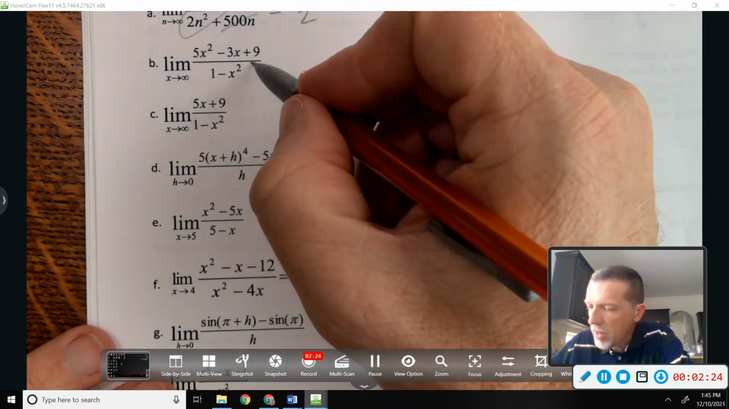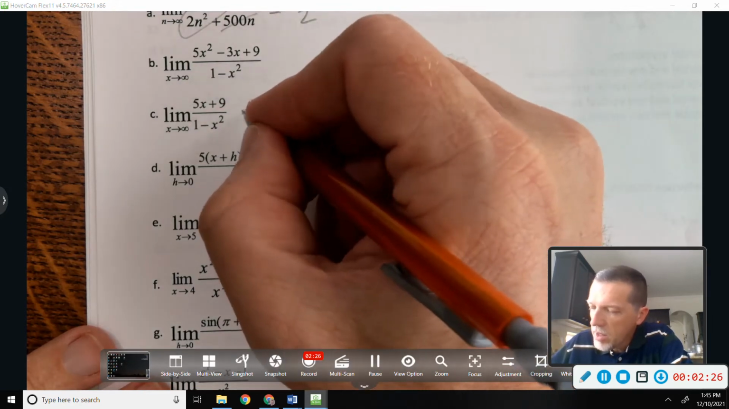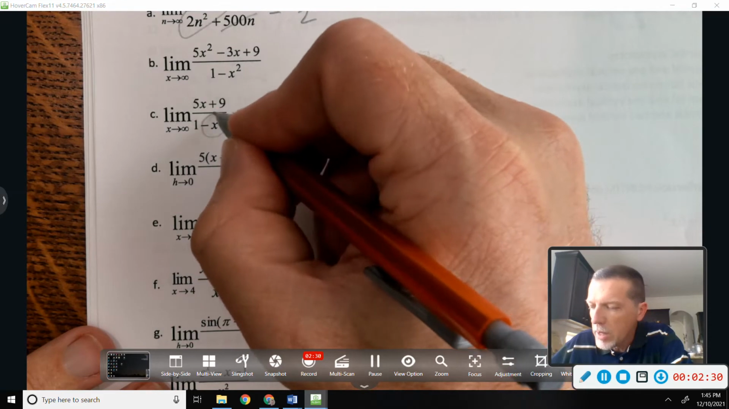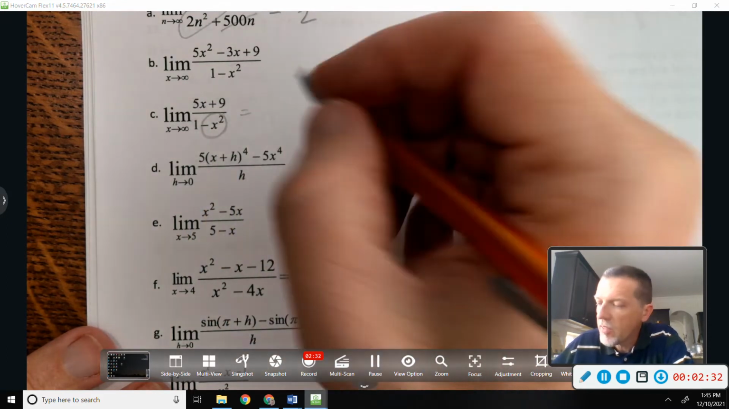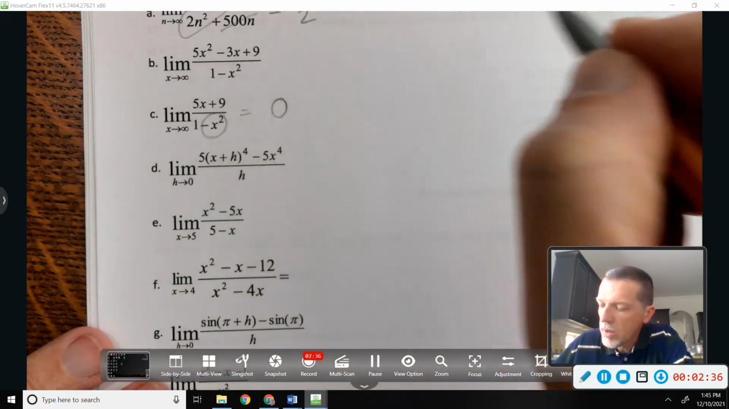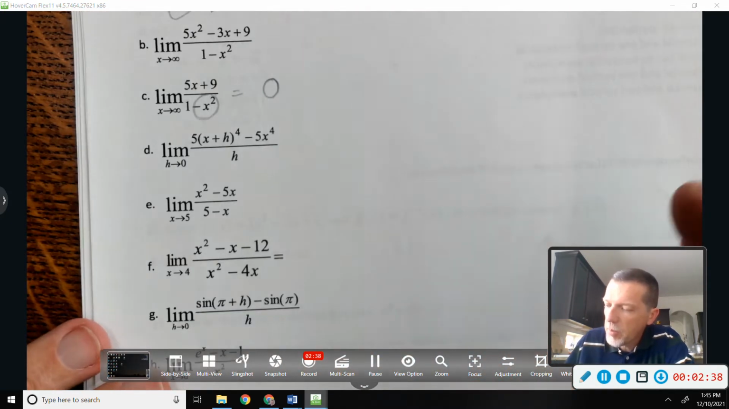B is the same thing, or similar thing. C, top no, bottom o equal co, or x squared gets really, really, really big compared to just 5x. So this goes to 0 because the bottom's getting bigger.